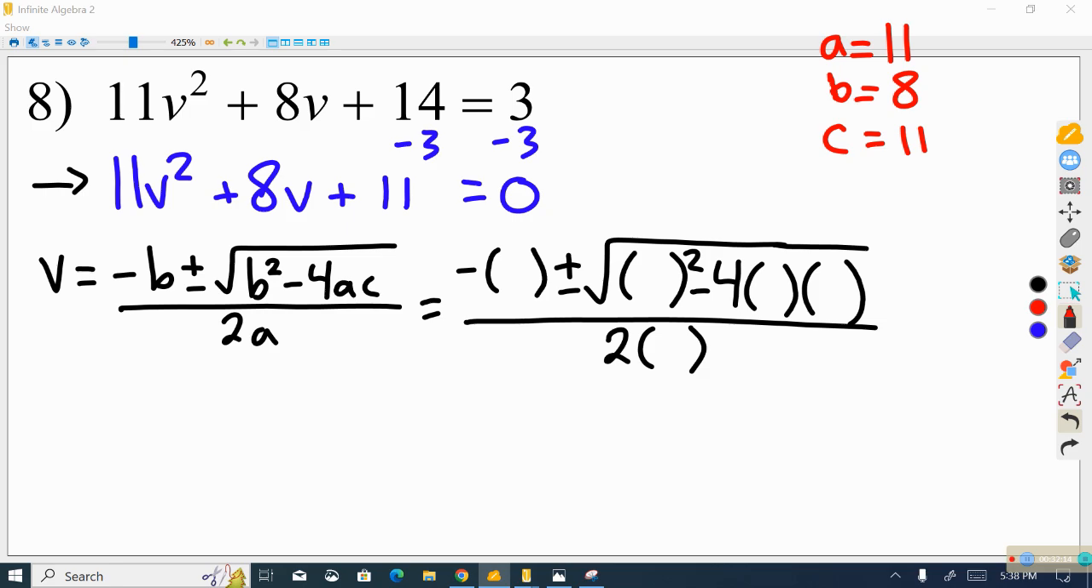And there we go. B is equal to 8. So we plug in 8 to these two places for B. A is equal to 11 and C is equal to 11. So I'll put that there. And A in this case is 11. So I'll also put that there.